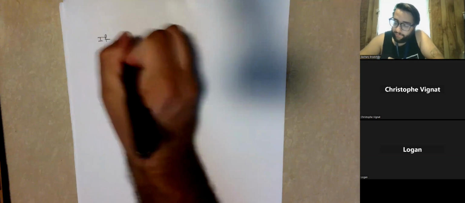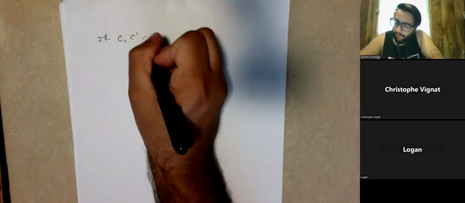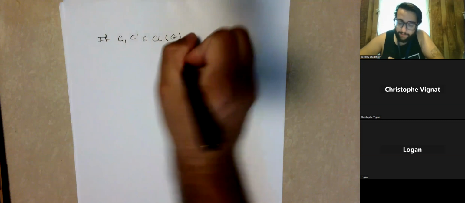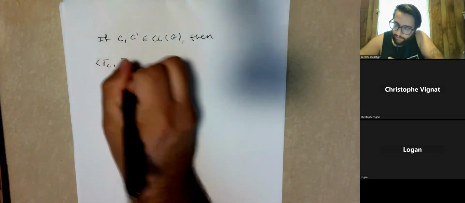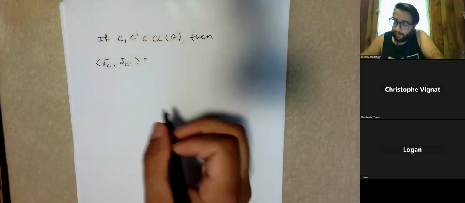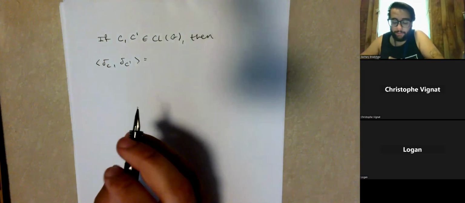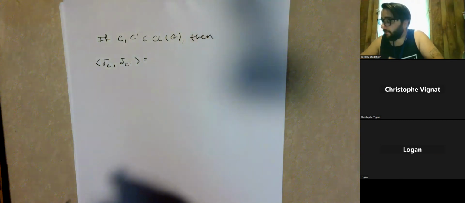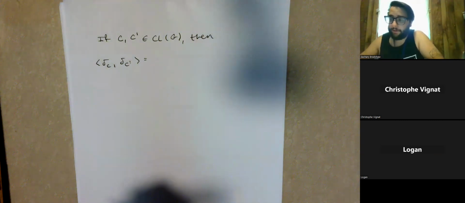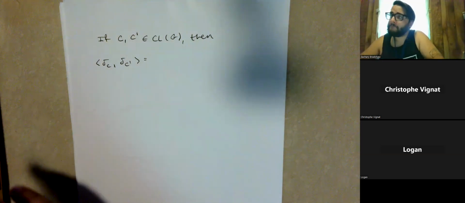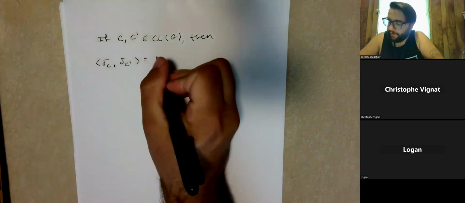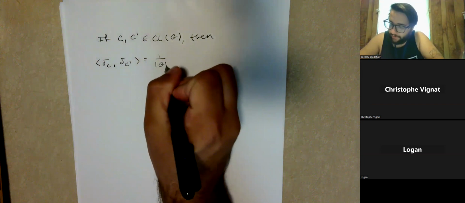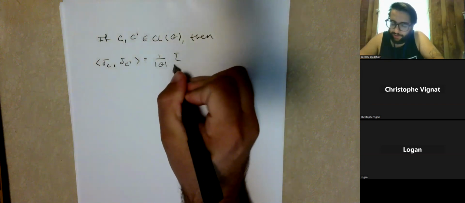So if C and C prime are conjugacy classes, then the inner product of delta C with delta C prime, I did not say what the inner product was on this space. This is a space that we proved was an inner product space earlier, when I did, I want to say, linear algebra. And the inner product, well, let me write down exactly what it is here, and you'll see which one it is. I think I used it last time as well.